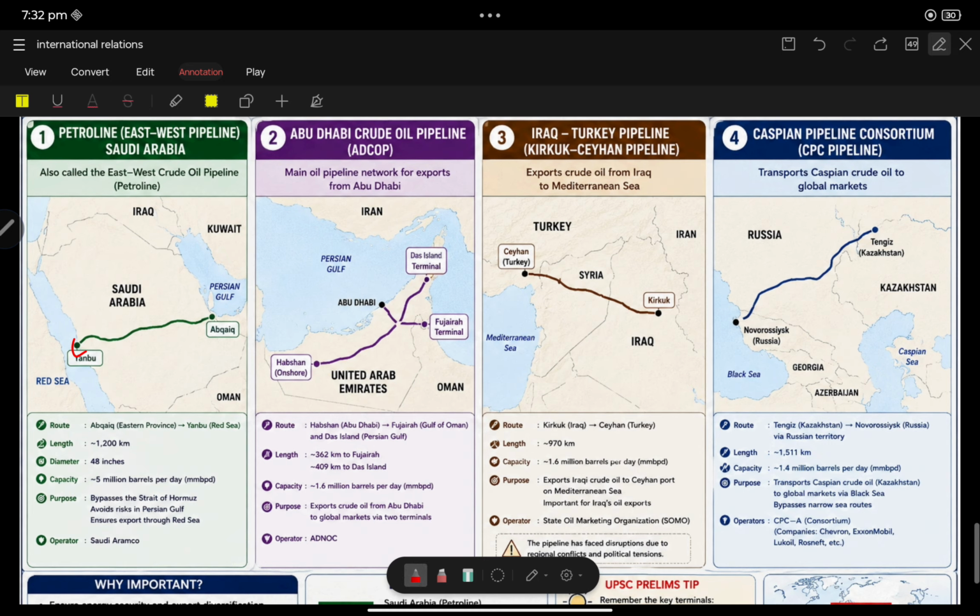Again, Abu Dhabi crude oil pipeline, or else Habshan pipeline. Okay, so this pipeline, you know that it is in the UAE. It connects the main oil pipeline network for export from Abu Dhabi. Iraq Turkey, Kirkuk Ceyhan pipeline. It is Iraq to Turkey.